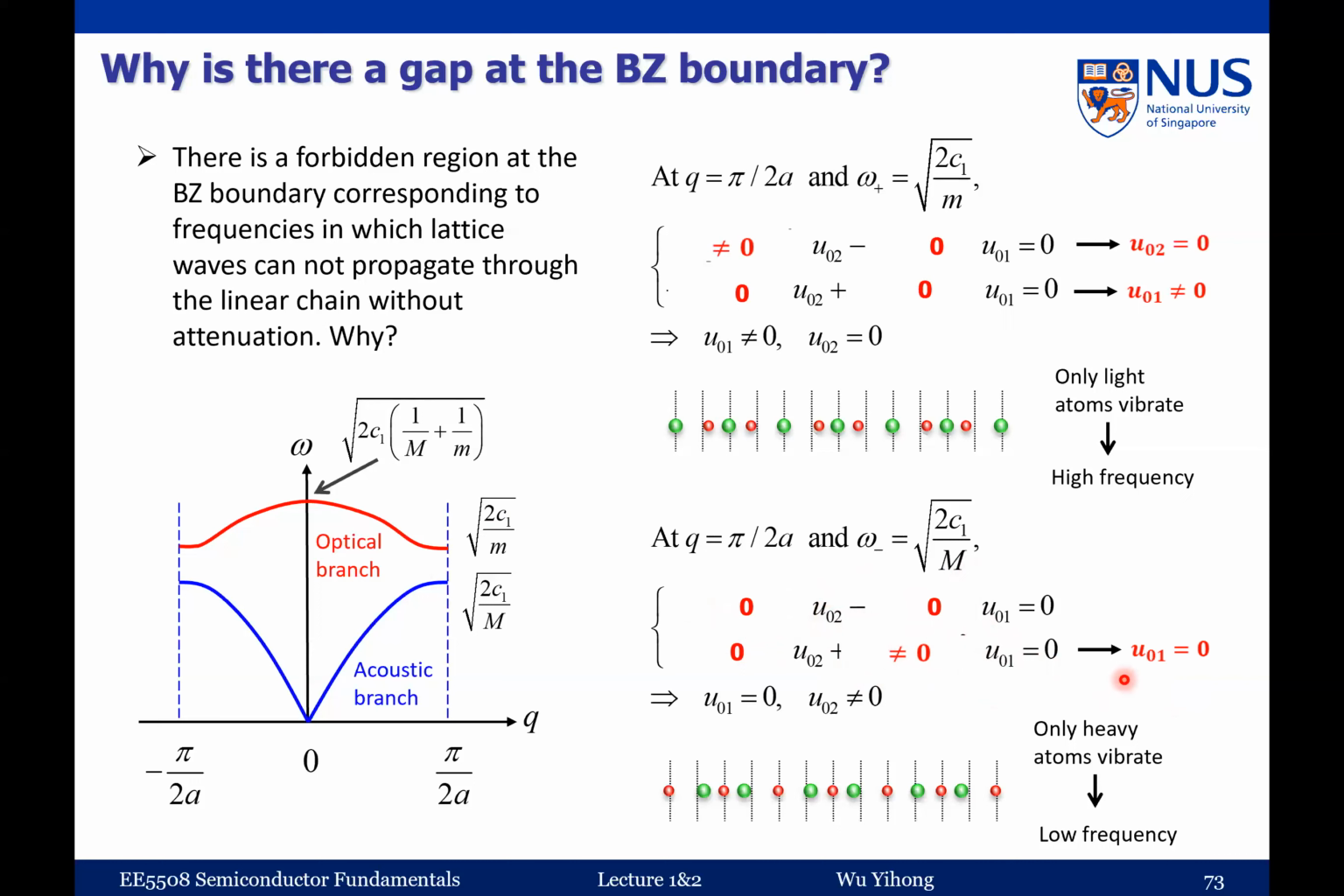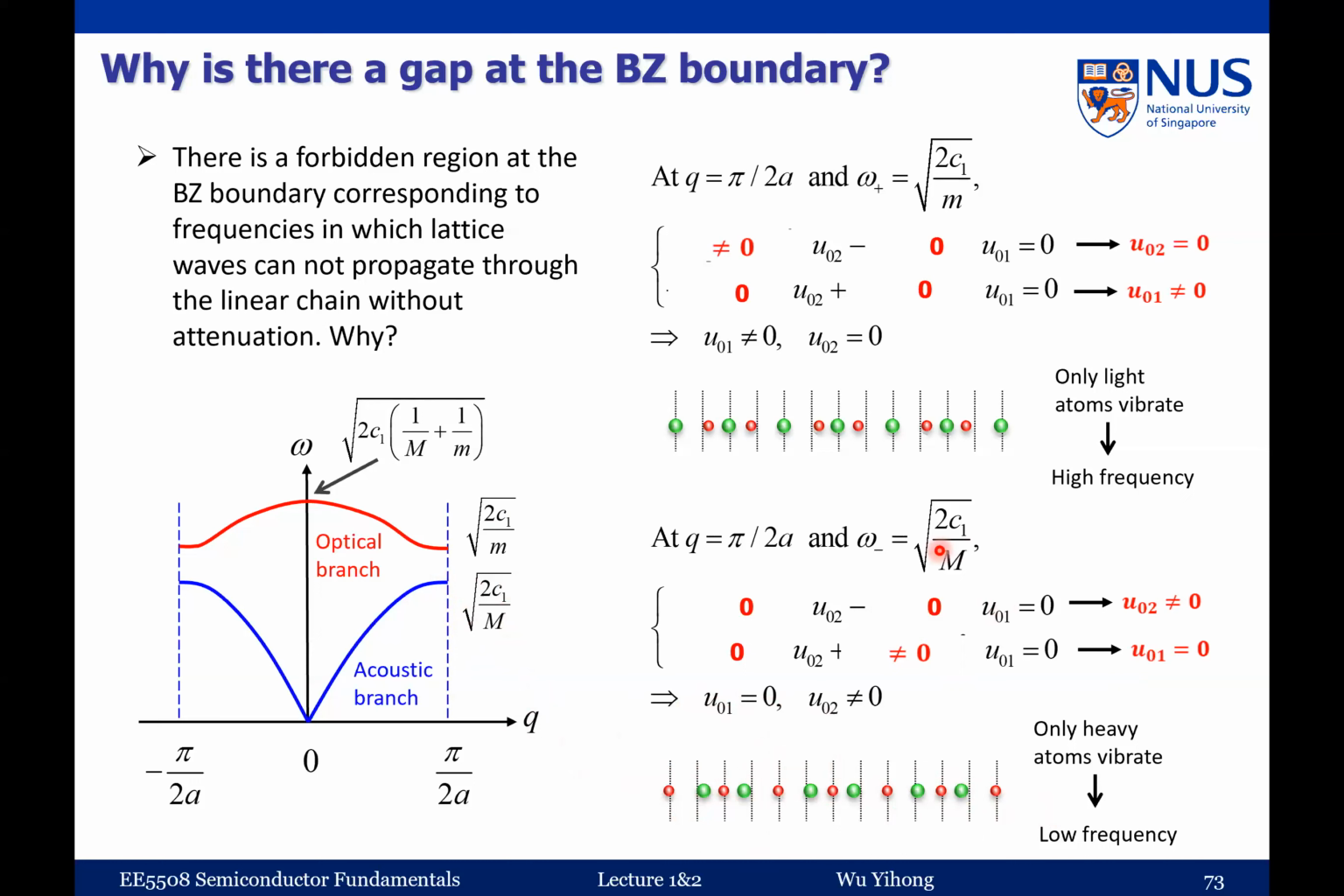Again, in this case, you only look at this equation, and U02 and U01 can take any value. You have a combination where both are not equal to 0, both are equal to 0, or one of them is 0. However, since we already know that U01 is 0 from this equation, in order to have a meaningful solution we require that U02 is not equal to 0, and then U01 is 0, and you still can satisfy these two equations. So at this point, the red atoms are stationary because U01 is 0, there's no oscillation, but the green atoms are oscillating. Since the green atoms have a larger mass, that's the reason why they give you a lower frequency.